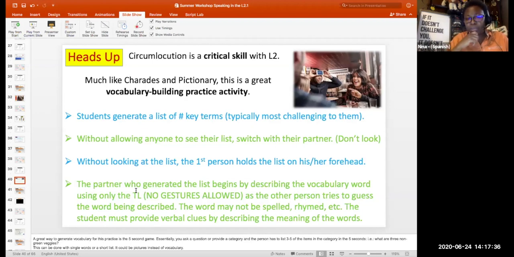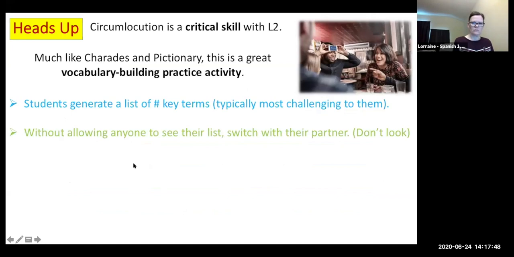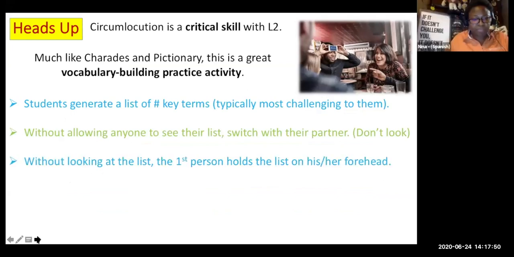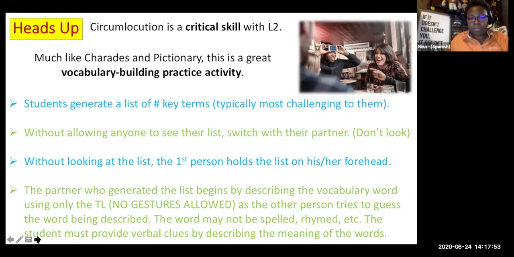So your job is to get your partner to figure out what it is you are discussing or describing without using that word. And again, give me a second, I think I have a 3-minute video of this one. In person, I would have the students generate a list of their most challenging or easiest or whatever they want, of what we're learning, and they can't let anyone see what they're doing, and I would have them switch, and they would put this on top of their head so that it's generally heads up.